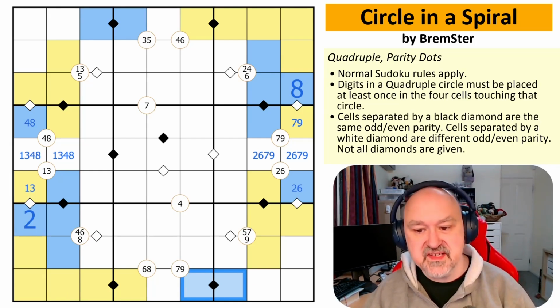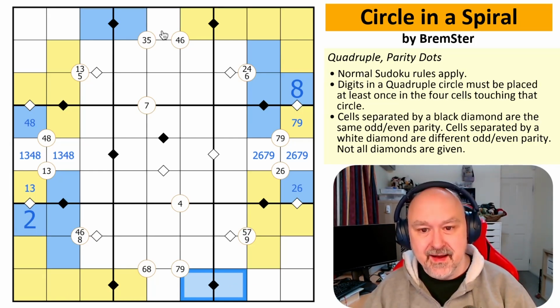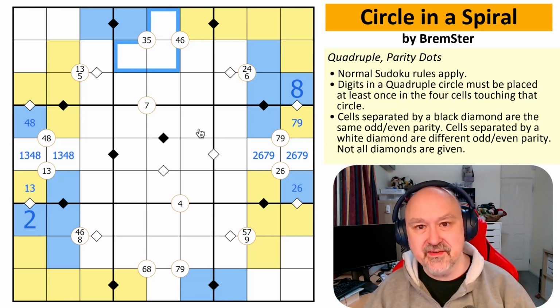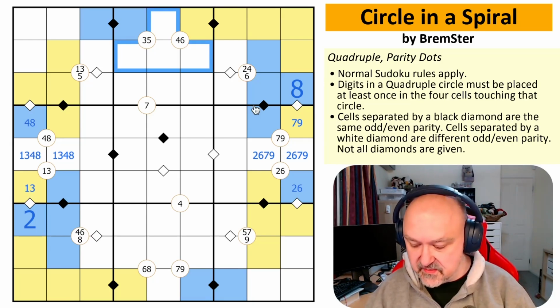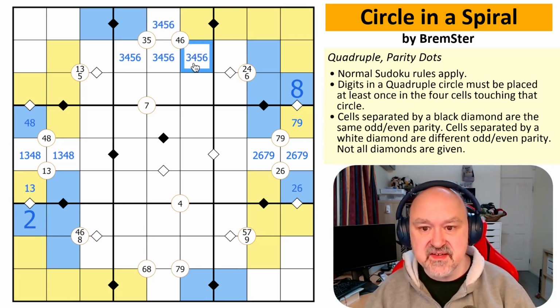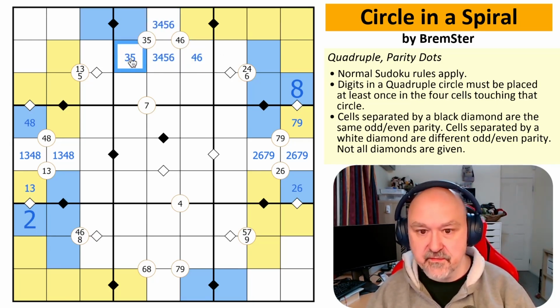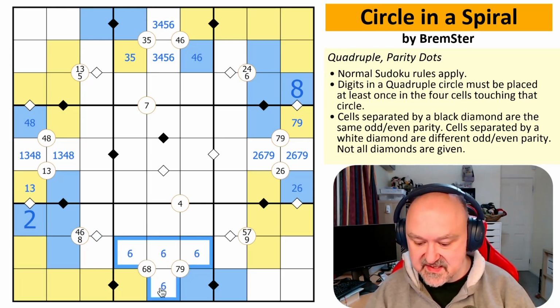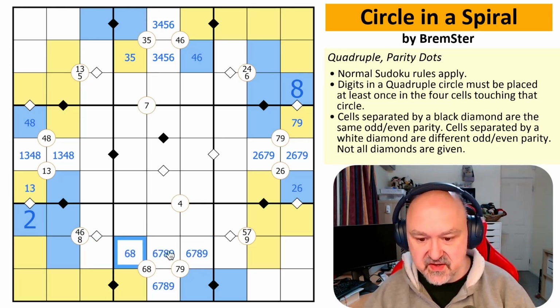Now we can do the same trick again. Up here, 3, 5 must go into those cells. 4, 6 must go into those cells. That's 4 digits into 4 cells. This is 3, 4, 5, and 6. This can't be the 3, 5. This can't be the 4, 6. So this cell here becomes odd, and this cell becomes even. Down here, 6, 8 must go into here. 7, 9 must go into here. So this becomes a 6, 7, 8, 9 quad. This can't be the 7, 9. This can't be the 6, 8. So this becomes even, and this becomes odd.